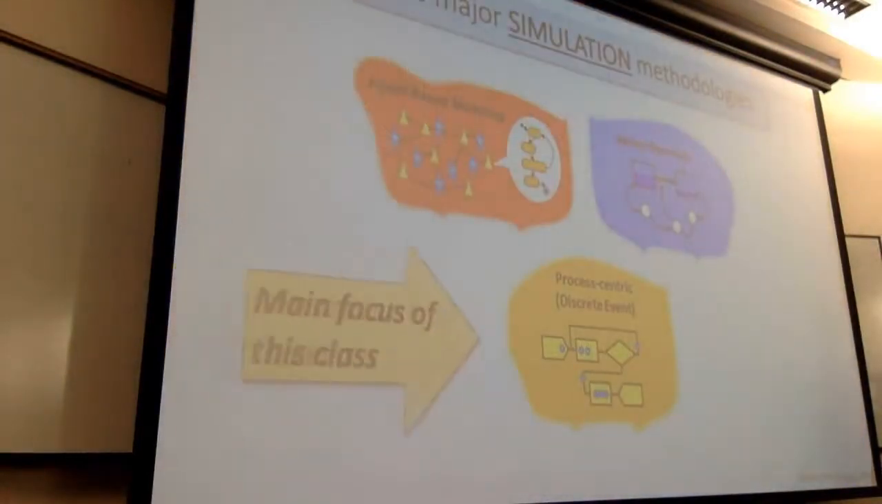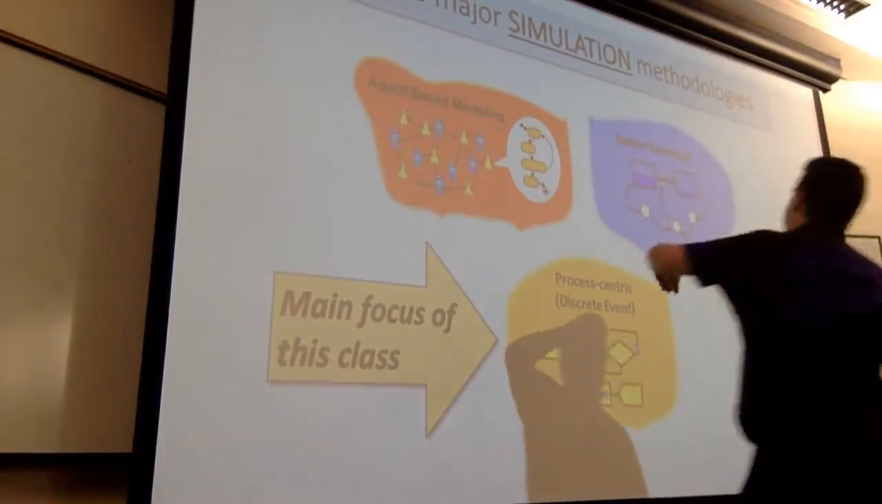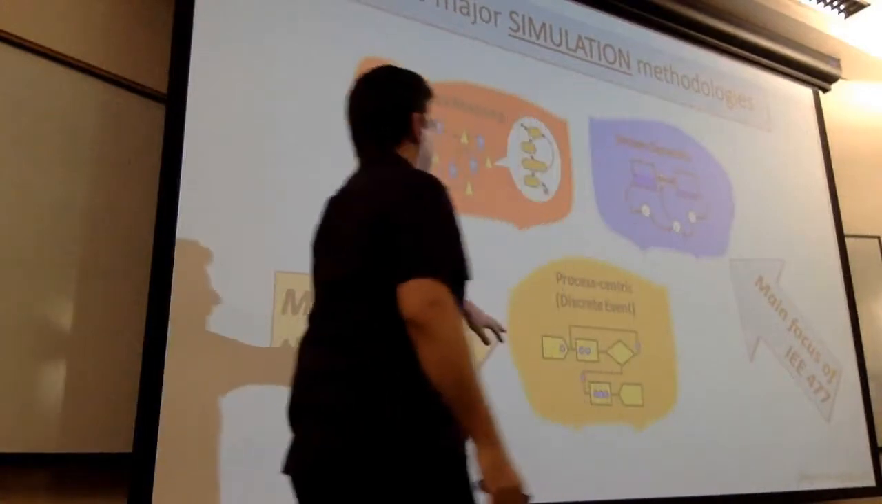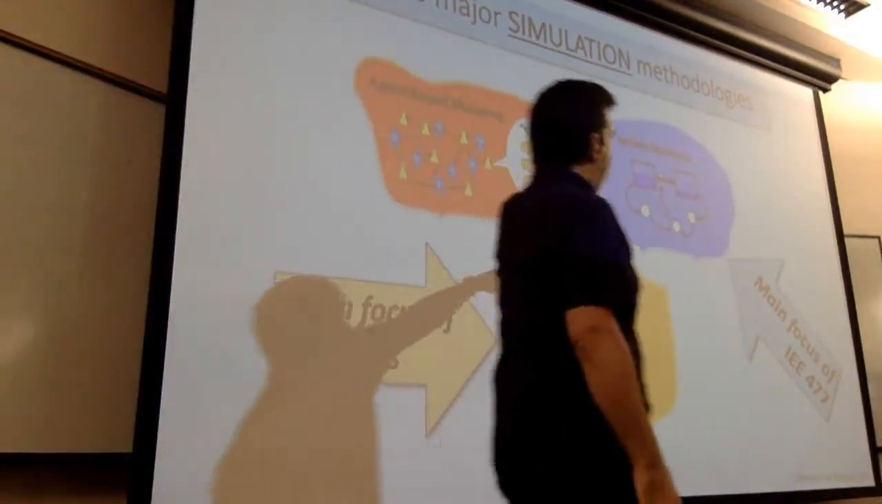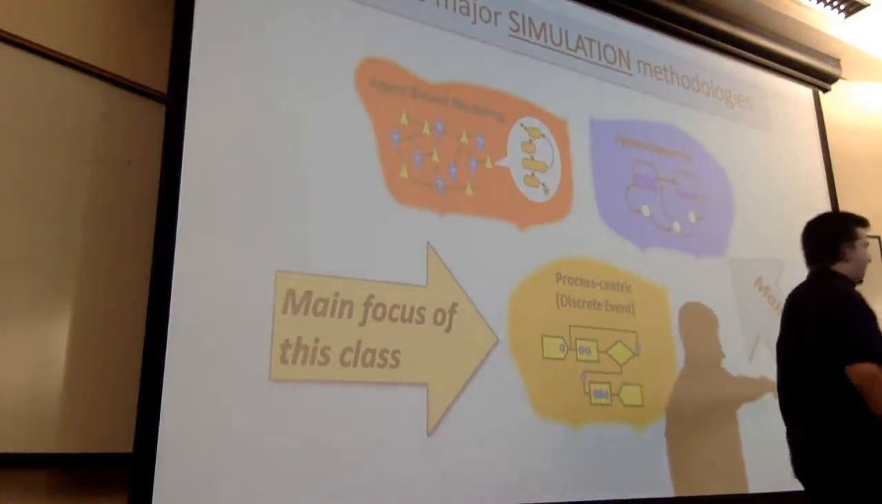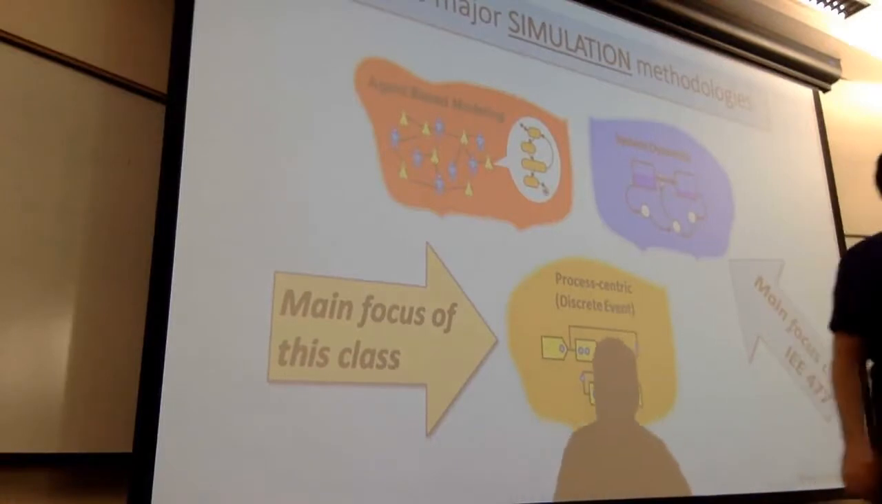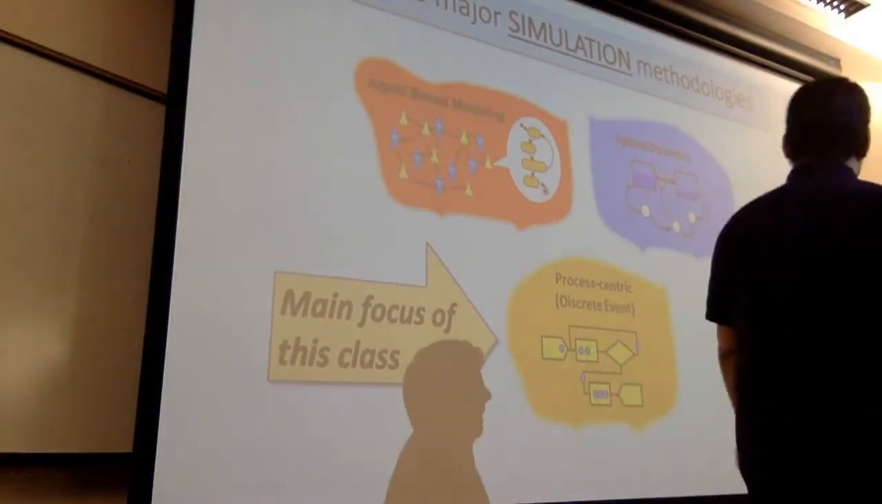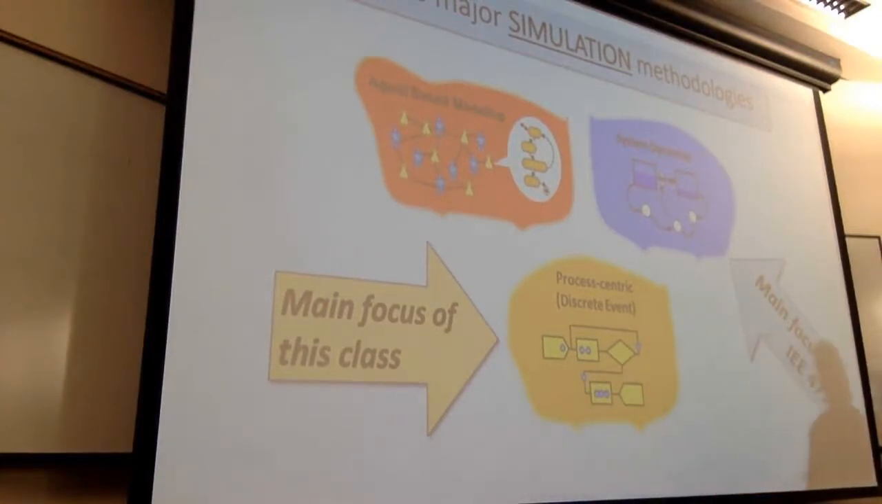All right, so today, we're focusing on simulation. There really are 3 major simulation methodologies: agent-based modeling, system dynamics modeling, and discrete event system simulation. Now, system dynamics modeling is the main focus of IEE 477, a course which a lot of the engineering management majors take. So it is a nice companion simulation course, semester long.